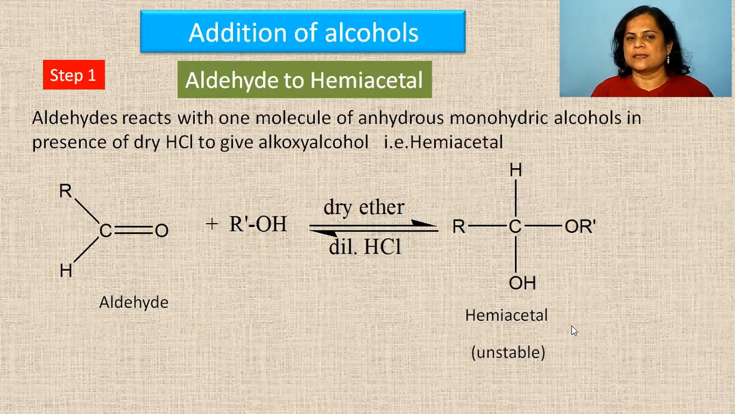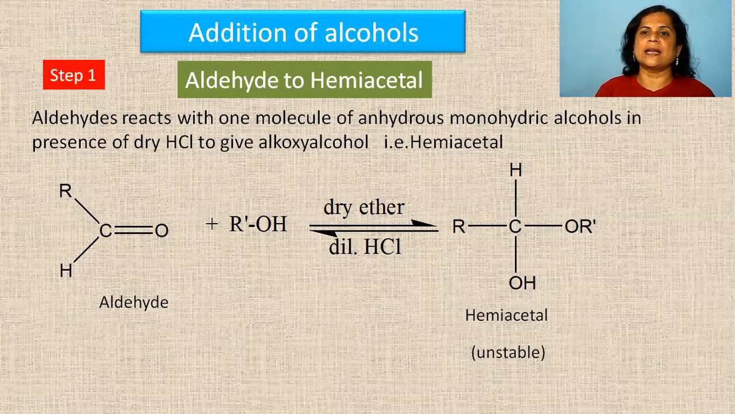Now see the structure of the aldehyde, C double bond O. In it, the C double bond O is replaced, and one bond forms with the OR from the alcohol, and the H plus from that alcohol goes with the carbonyl oxygen. Therefore, what we have added is one alkoxy group, the OR dash group, and the half structure we get here is called the hemiacetal.